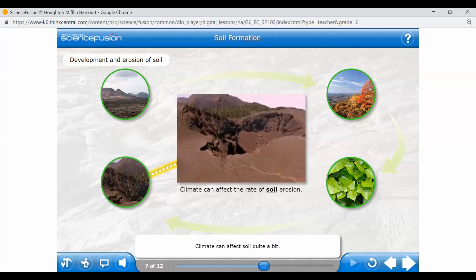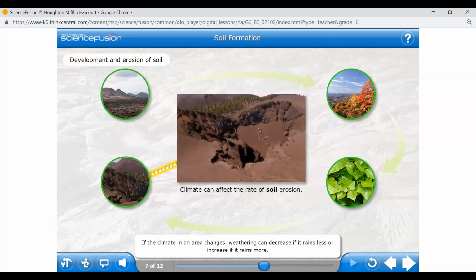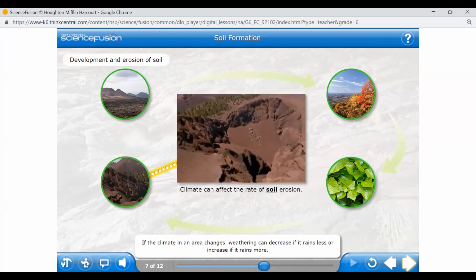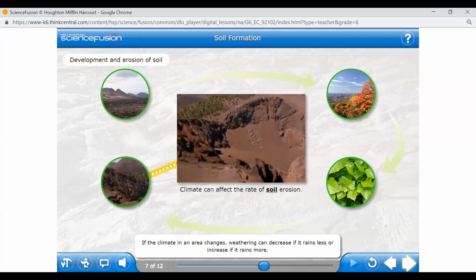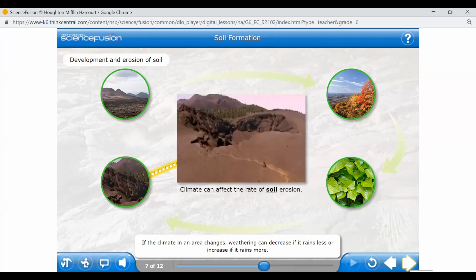Climate can affect soil quite a bit. If the climate in an area changes, weathering can decrease if it rains less, or increase if it rains more.